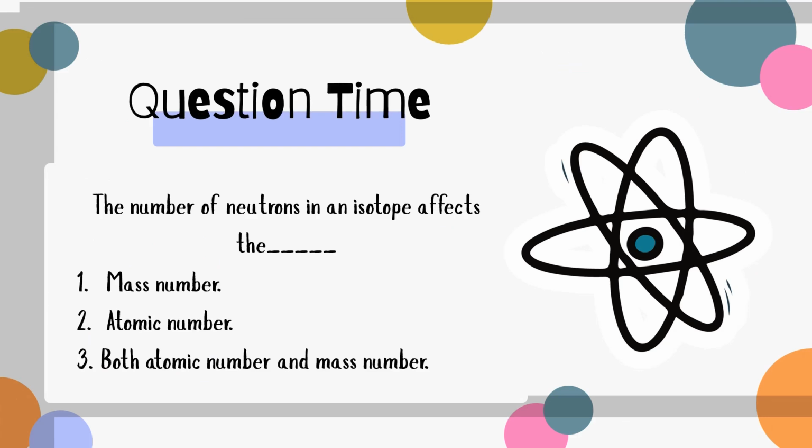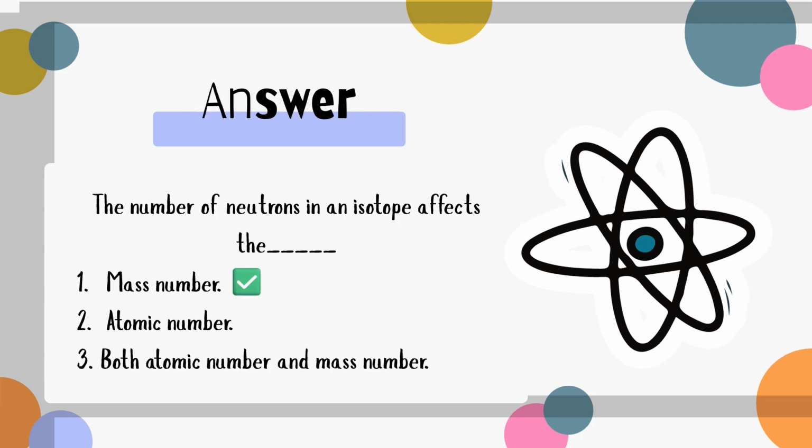There's a question time for you. The number of neutrons in an isotope affects the mass number, atomic number, or both atomic number and mass number. Pause the video, think, then answer. If you answered mass number, then you are absolutely correct.